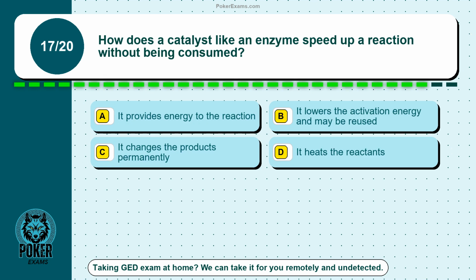Question 17. How does a catalyst like an enzyme speed up a reaction without being consumed? Option A, it provides energy to the reaction. Option B, it lowers the activation energy and may be reused. Option C, it changes the products permanently. Option D, it heats the reactants.